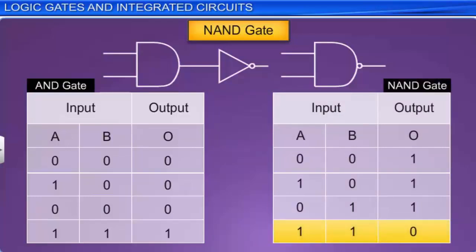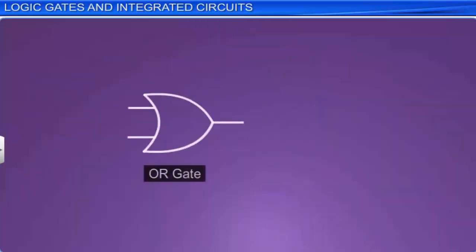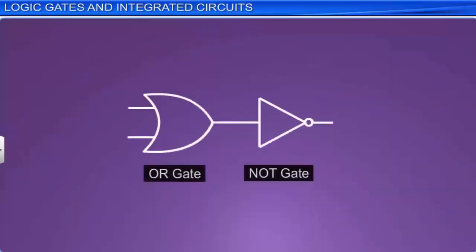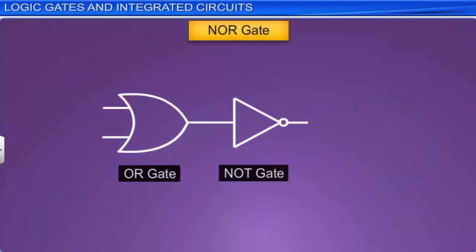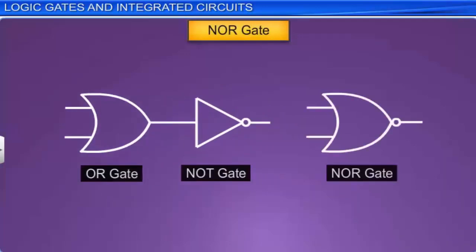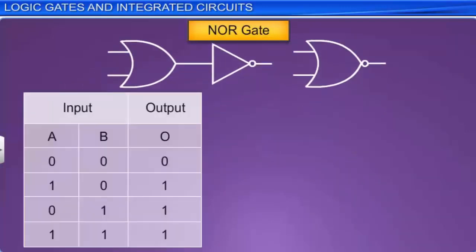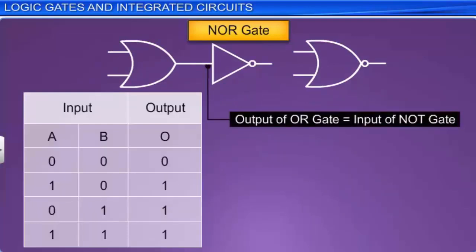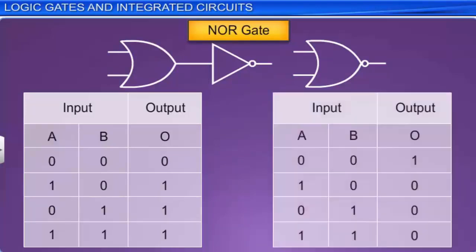An OR gate followed by a NOT gate forms a NOR gate. The symbol for a NOR gate is a combination of symbols of the OR and NOT gates as shown here. In a NOR gate, the output of the OR gate acts as the input for the NOT gate and thus gets inverted. Thus, the input values in the truth table of a NOR gate are taken from the OR gate table. The output of the OR gate is inverted by the NOT gate and appears as the output of the NOR gate.